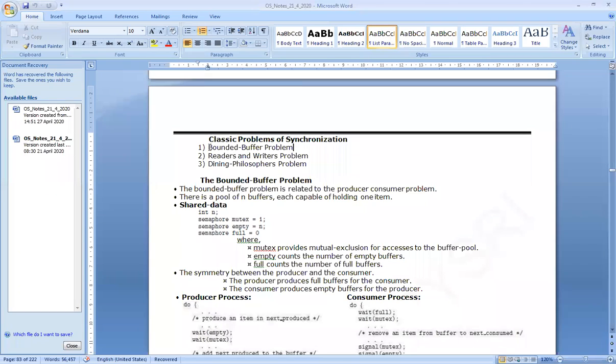What are the classic problems of synchronization? We have the bounded buffer problem, the readers-writers problem, and the dining philosophers problem. All these three are in our syllabus, under classic problems of synchronization.